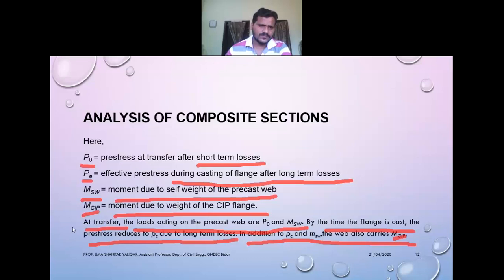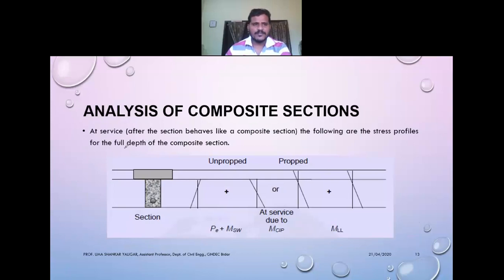Now, if you take the service condition, service condition means when the live load is active. After that, the section behaves like a composite section, because now your flange has attained its strength. Whenever both parts attain their own strength, then both will take care of the load, and then it is called the composite section.